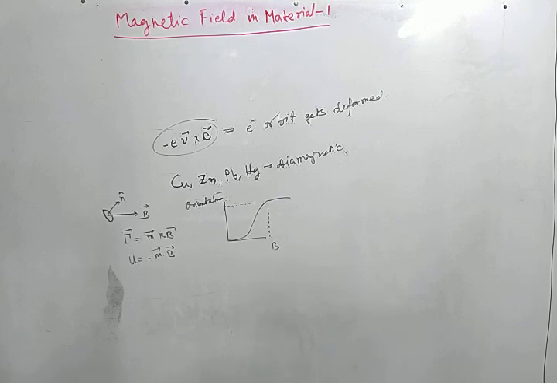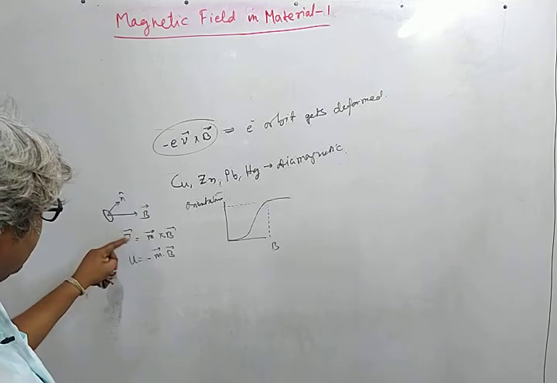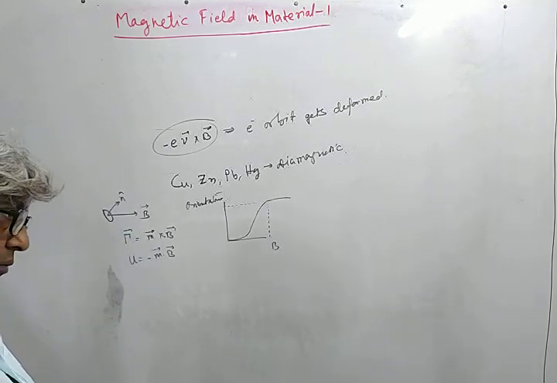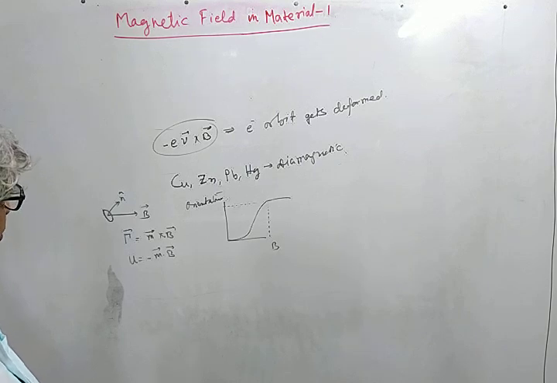So the phenomenon is very similar. The dipole moment that arises due to the polarization effect, due to the orientation effect, gives rise to a field which is in the direction of the external field, and this phenomenon is called paramagnetism.